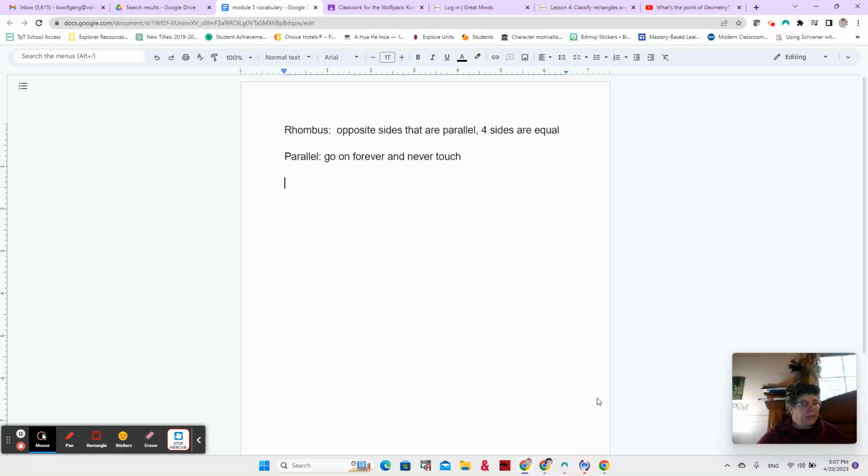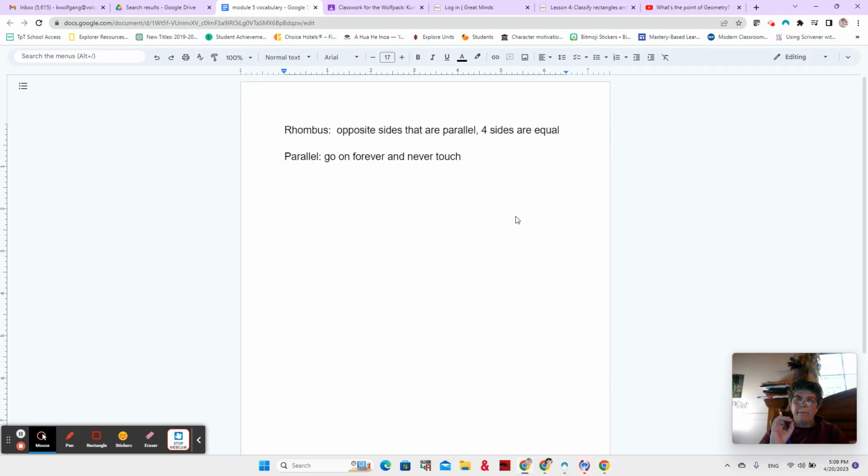All right, so here we are in lesson 4, and in lesson 4 we are focusing on rectangles and rhombuses. You can say rhombi or you can say rhombuses, either one will work. We're looking at properties of shapes. So we're going to start with constructing a rhombus, and we have to talk about the properties of a rhombus. And as you can see here, opposite sides are parallel and 4 sides are equal.